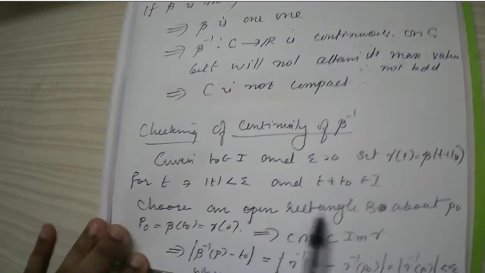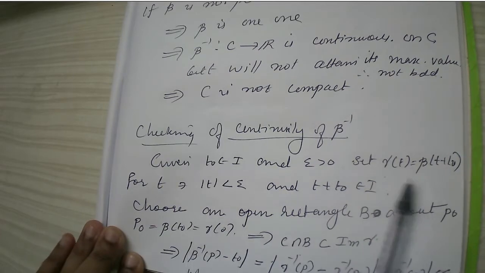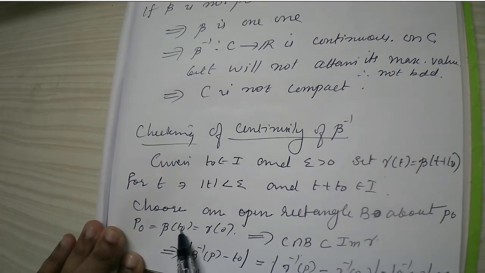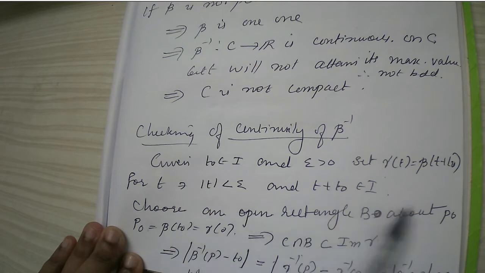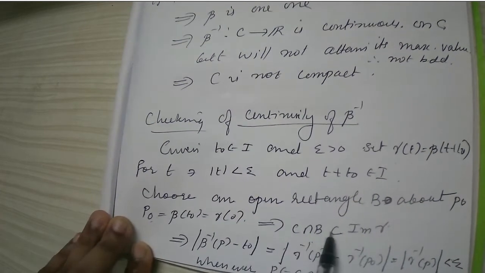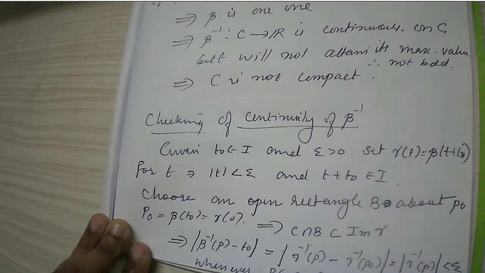Now choose an open rectangle B about P naught. What is P naught? The value of beta at T naught we are taking as P naught, in the same construction as the previous theorem. Then gamma of 0 will come as, when t equals T naught, beta of T naught, that is gamma of 0. So that point comes as P naught. So we are constructing a rectangle B about P naught such that C intersection B is coming in the image of gamma. So the same rectangle construction we are taking here as well.